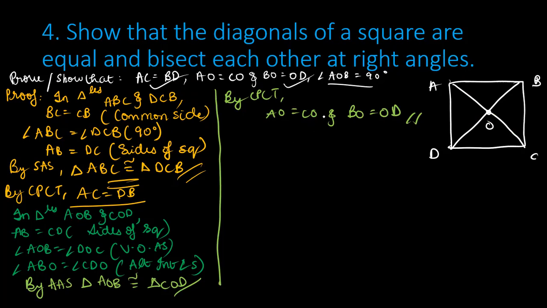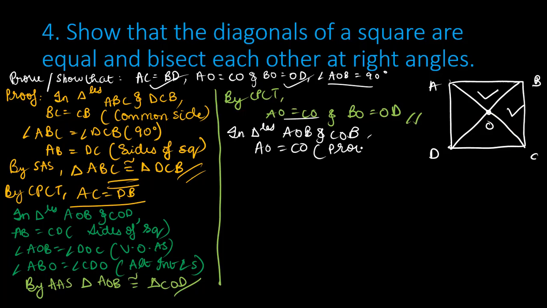Okay. Now we are going to take again two triangles. In triangles AOB and COB. Okay, AOB and COB. These two triangles we're taking. Now, what are equal in these triangles? First, we can say that AO is equal to CO. We just proved by CPCT here. We proved it's equal. So you can say proved in the brackets. AO is equal to CO.